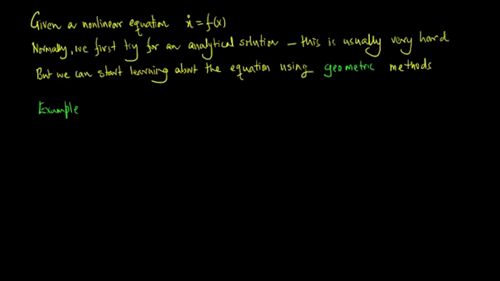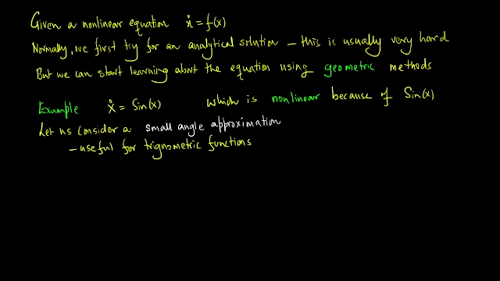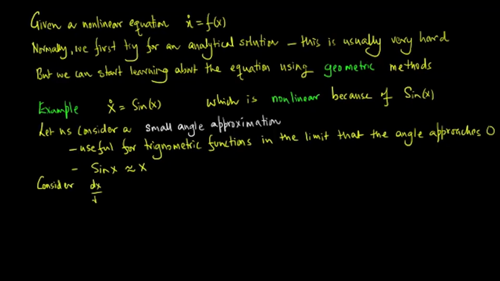Here's an example. x dot is equal to sine x, which is nonlinear because of the sine x term. Now let us first consider a small angle approximation, which is useful for trigonometric functions in the limit that the angle approaches 0. So sine x is approximated as x. So now consider dx/dt is equal to x, which is a linear equation.